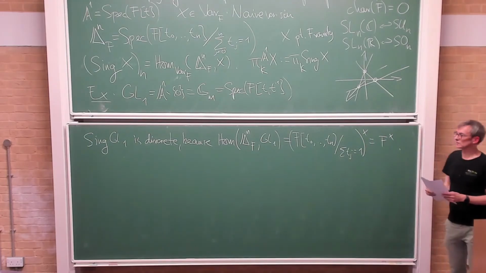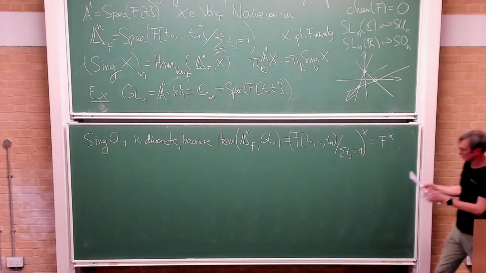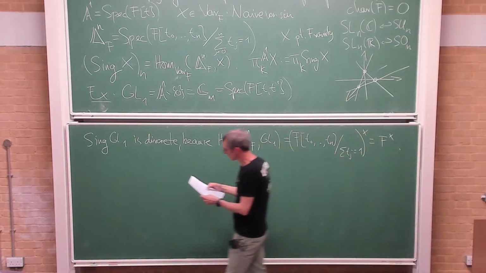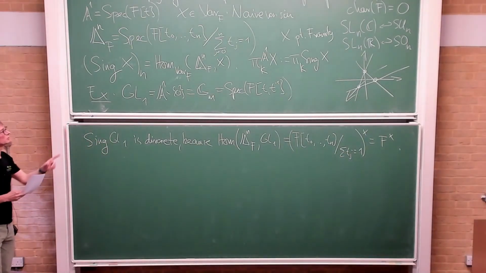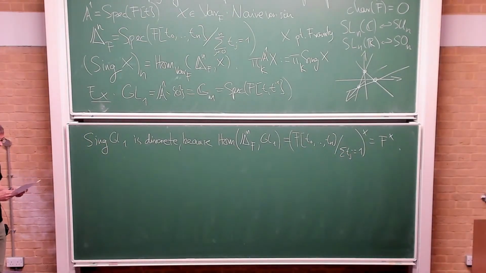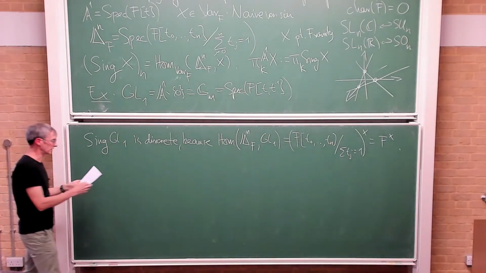Which is just the units in the field. And so this is not very interesting. But we can write down all the homotopy groups since it's discrete. Now let's make it more interesting.